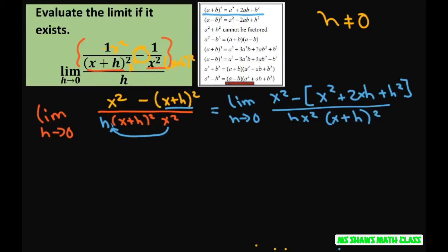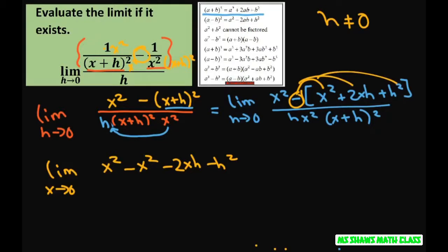All right, now cleaning up the numerator, let's see. Let's write it out. Limit as h approaches 0. Let's write it all out. x squared minus x squared minus 2xh minus h squared. Be careful, you have to distribute that negative. All right, all over h times x squared times (x plus h) squared. All right, so basically I did that to cancel out the x squareds here.